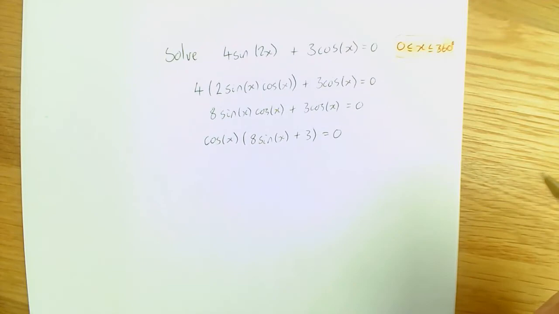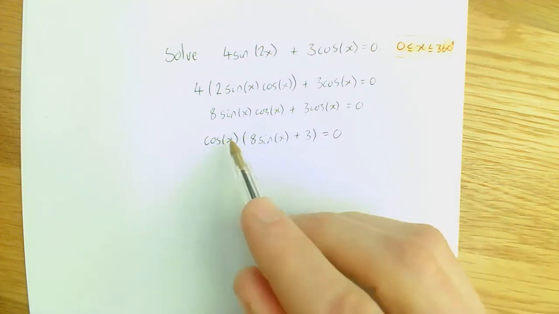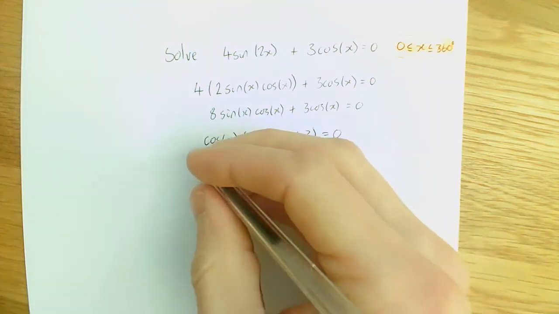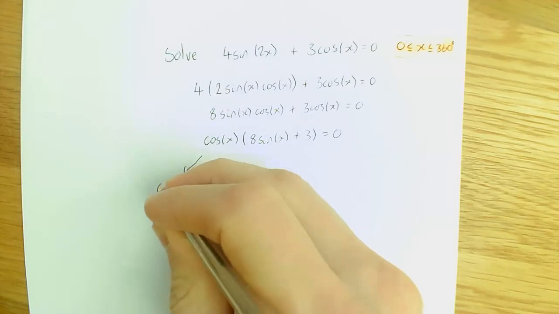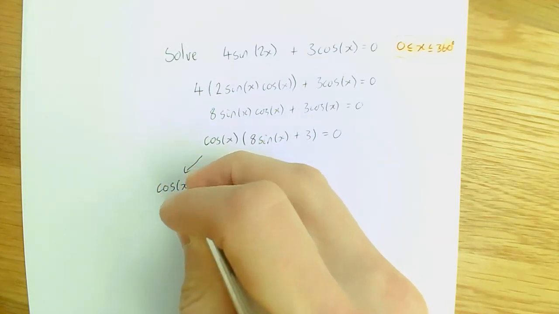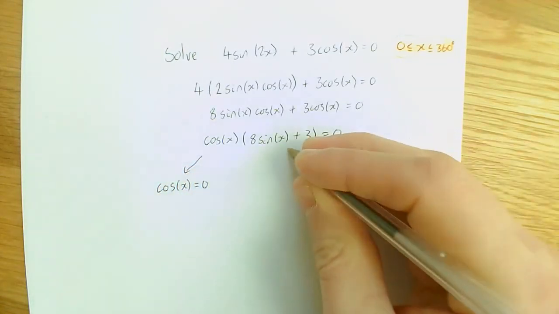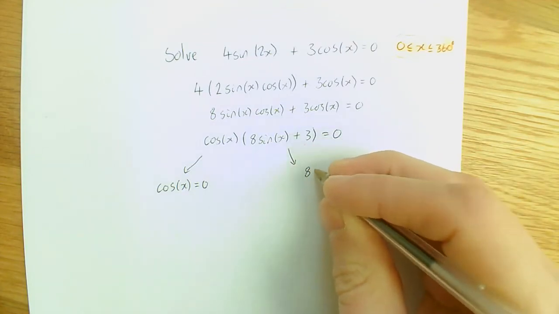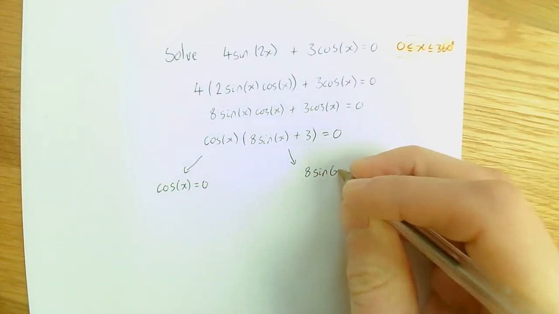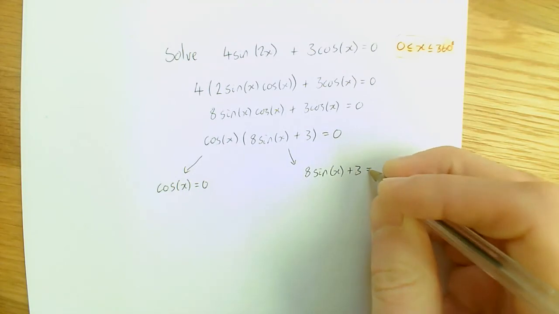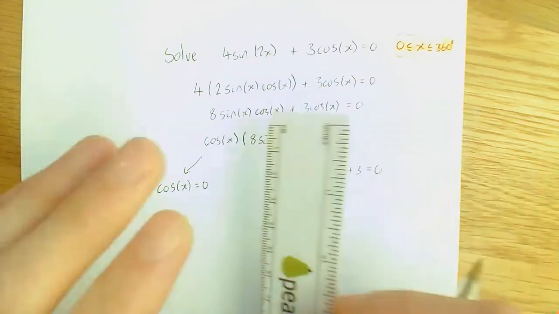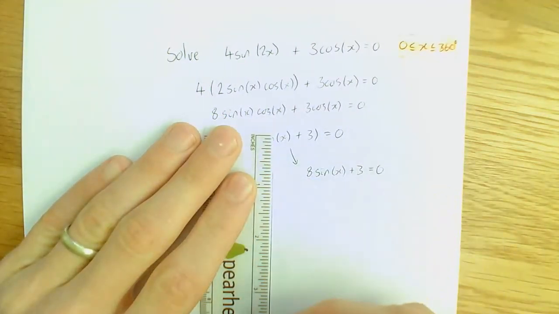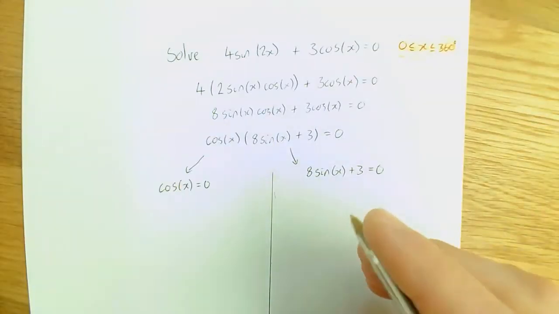Okay, now this is again very like the lesson that we've just done with the quadratics. We've got two things that could happen here, two things multiplied to make 0. So either our cos x equals 0 or our 8 sine x plus 3 equals 0. Those are our two possible options. I'm just going to split down the middle of my page while we deal with each of those options.